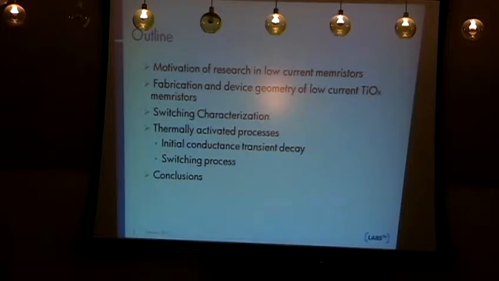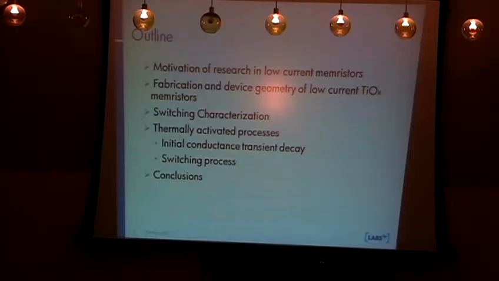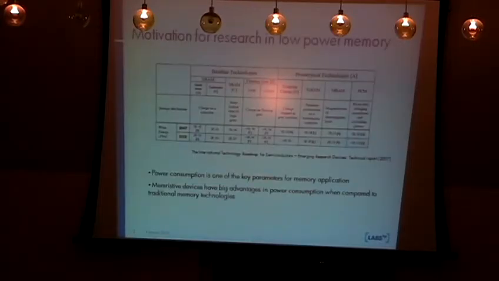So this is my outline. I start from the motivation of research in low current memristors, followed by the fabrication and device geometry of low current titanium oxide memristors. For data discussion, there will be two parts. In the first part, I'll talk about some basic characterizations of low current switching in such devices. And in the second part, I will focus on the thermally activated processes, including the initial conductance, transient decay, and the switching process. Finally, I will give a brief conclusion.